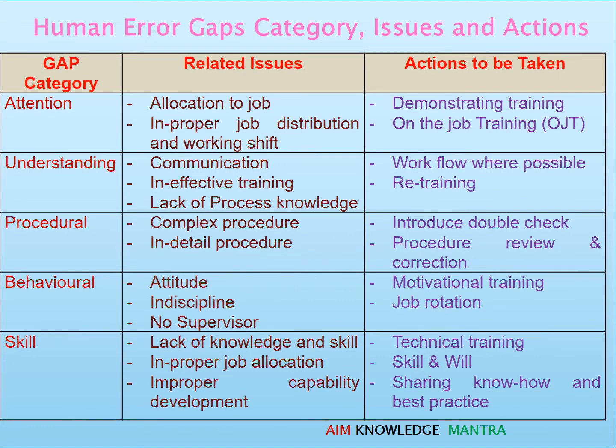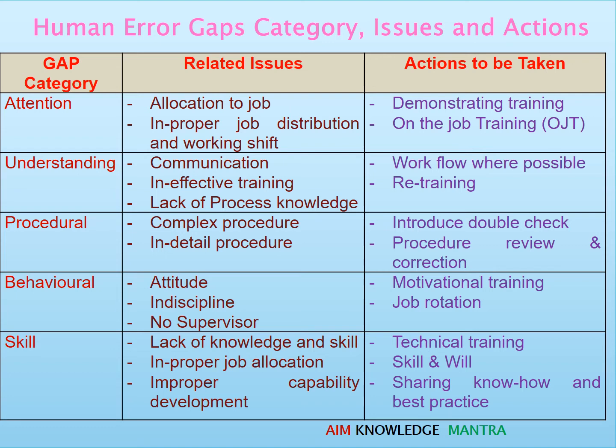Human error gaps, category, issues and actions. Gap category, related issues, actions to be taken. Attention: allocation to job, improper job distribution and working shift. Demonstrating training: on-the-job training, OJT. Understanding: communication, ineffective training, lack of process knowledge; workflow where possible; retraining.